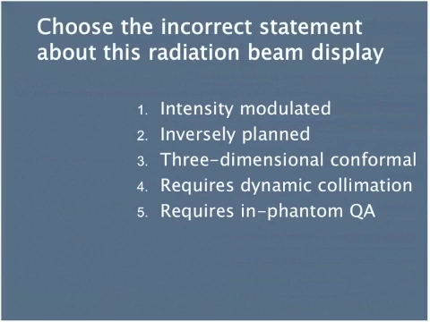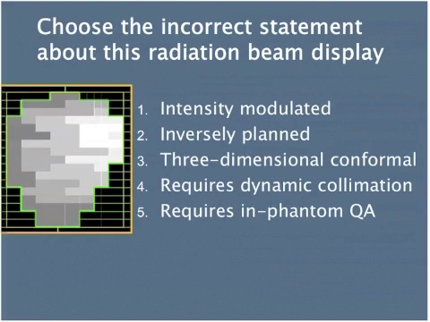Okay, let's go to the second question. Here we're asking everyone to please choose the incorrect statement about this radiation beam display, which is pictured to the left. Again, choose the incorrect statement. So 1, intensely modulated; 2, inversely planned; 3, three-dimensional conformal; 4, requires dynamic collimation; and 5, requires in-phantom QA. Take a moment to answer the question to the right, and please hit submit when you're done. So it is the incorrect one that we want.